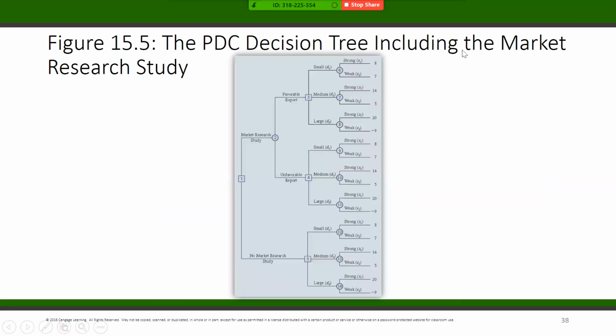So the decision tree, including the market research study, is now much more complex, as you can see here. The study is here, and no study is here. This is what we saw initially down here, and now this is the part where we start adding the market research study. Here, the favorable report gives us, again, our small, medium, and large, and these are our values up here, and then we have the unfavorable report and our values down here.